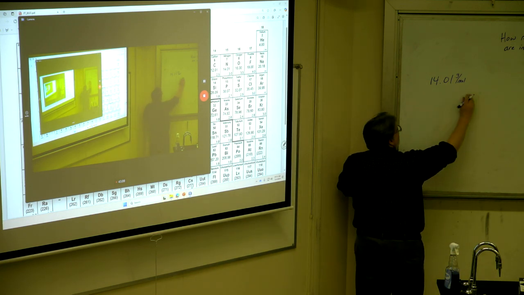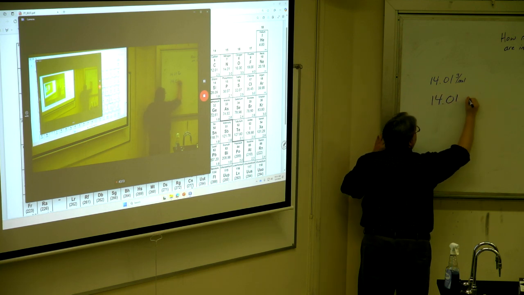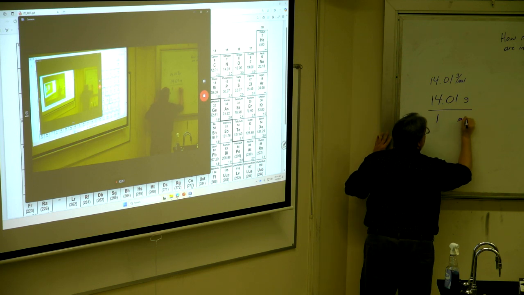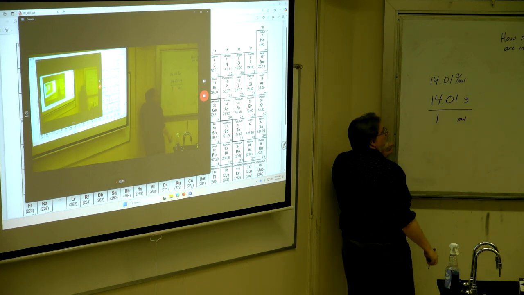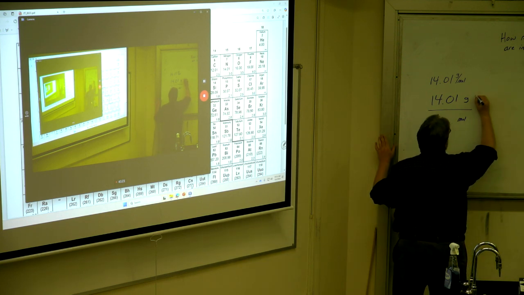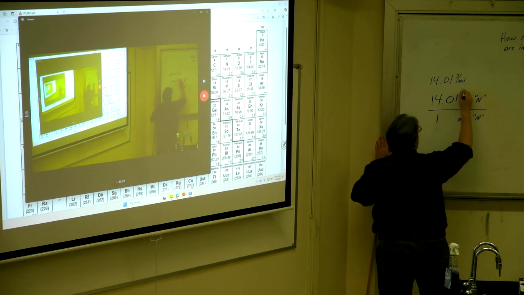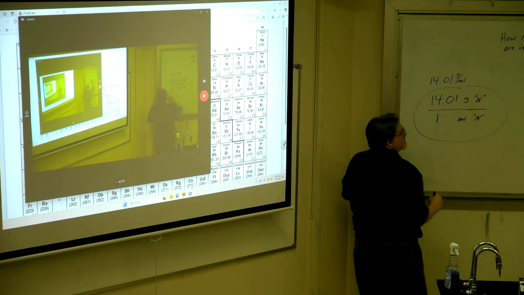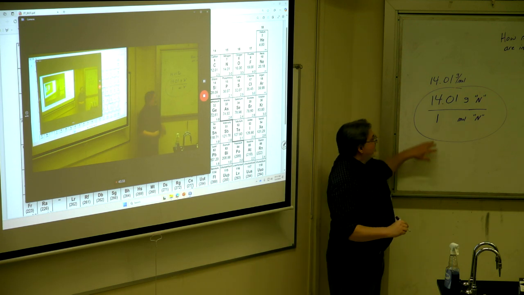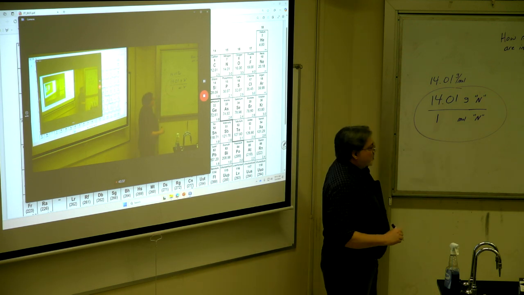You can write it this way, but of course, I always tell you guys to do this, so you're ready to do calculations. And this is for nitrogen. Instead of writing out nitrogen atoms, I'm just going to put the symbol in. That's what you see on the periodic table, and that's how you're going to want to use it. 14.01 grams is 1 mole of nitrogen.